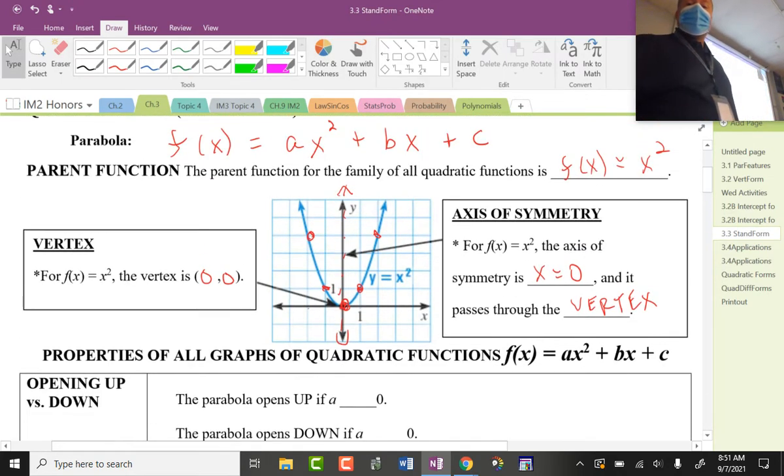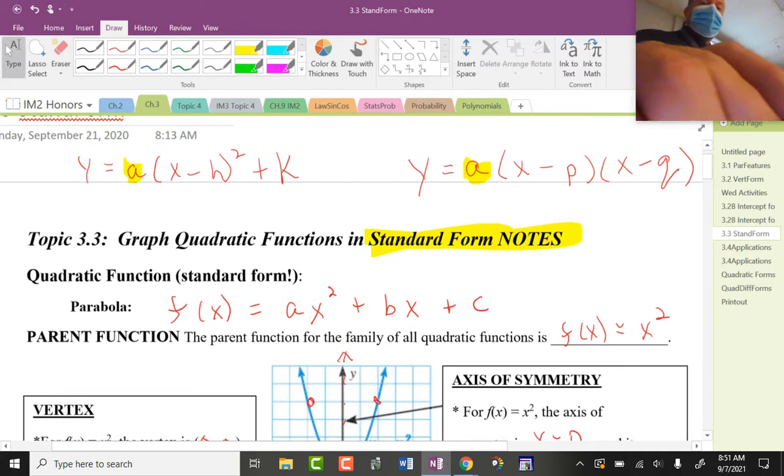And notice what I put up here. Sorry. And I forgot to say this first hour. Let me highlight this.